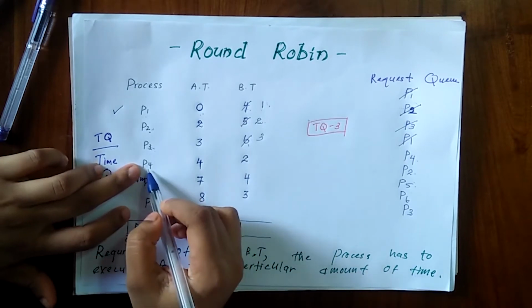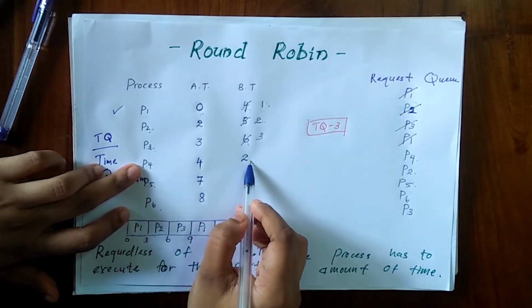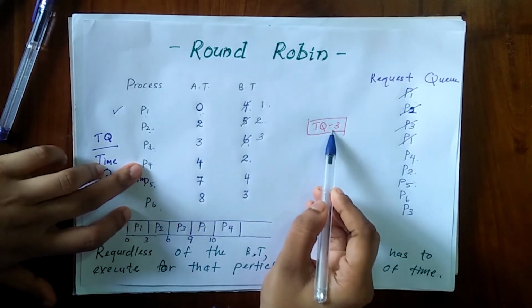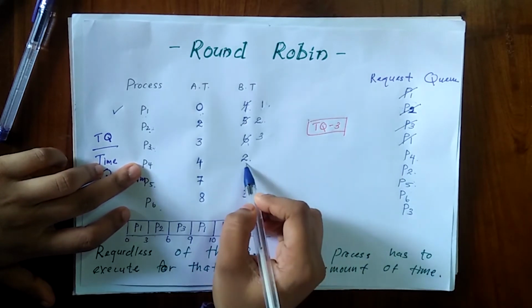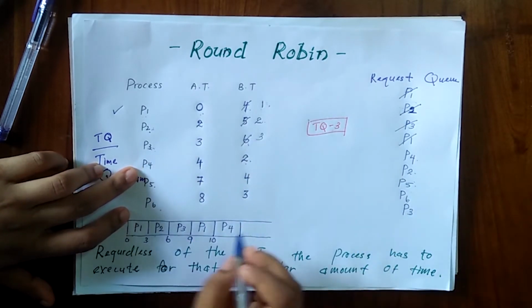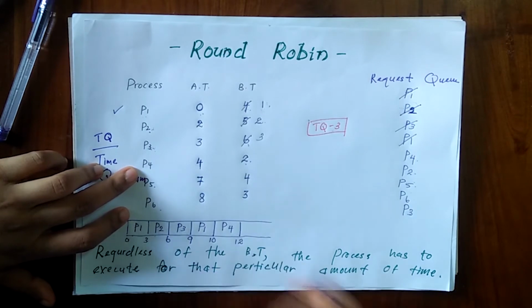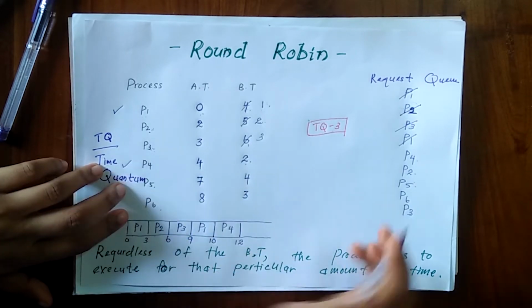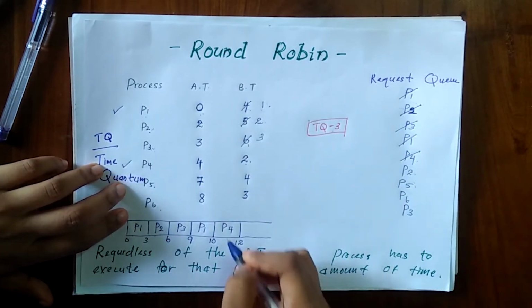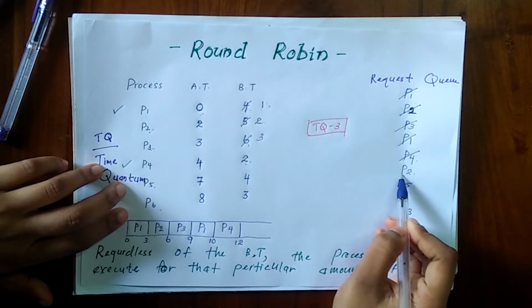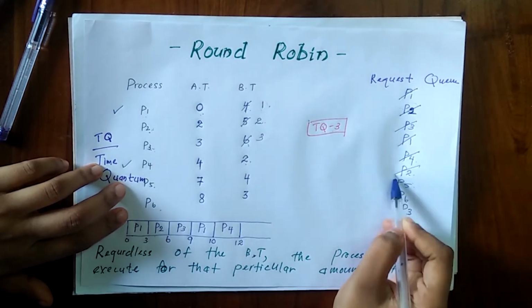Let's go to P4. It is 2. So the maximum number is 3. So we can place 2 without any doubt. So it is 12. Right? And we are done with P4 as well. We wrote it here. And then P2. Right? P2.